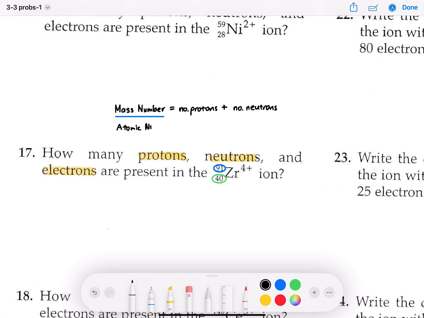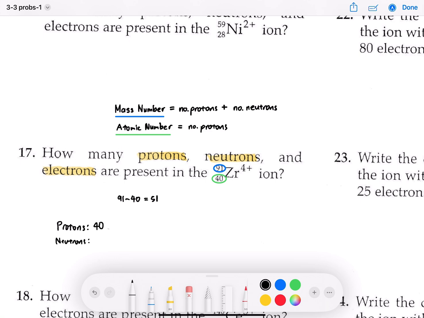At this point, one thing should be obvious. How do we determine the number of neutrons? We just subtract the atomic number from the mass number. That's pretty intuitive. We just do 91 minus 40, which is 51. So we know how many protons there are. That's given by the atomic number. There are 40 protons. How many neutrons are there?